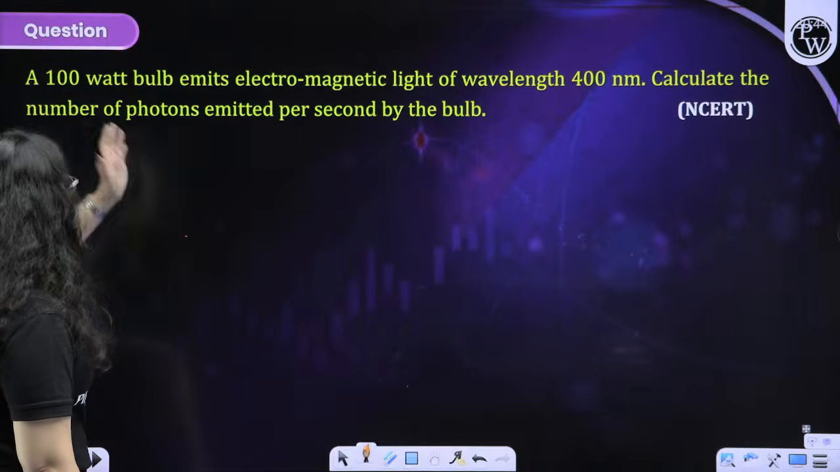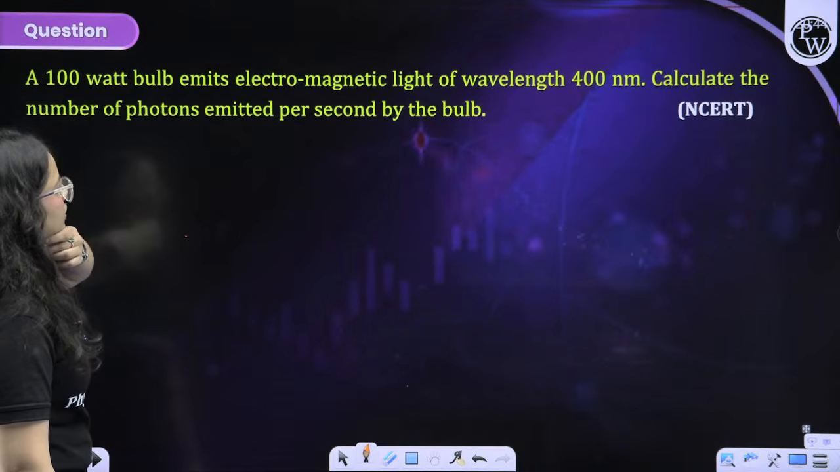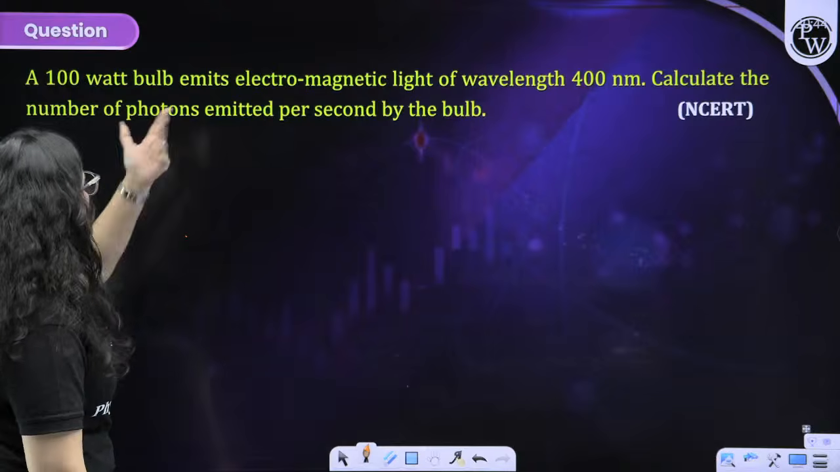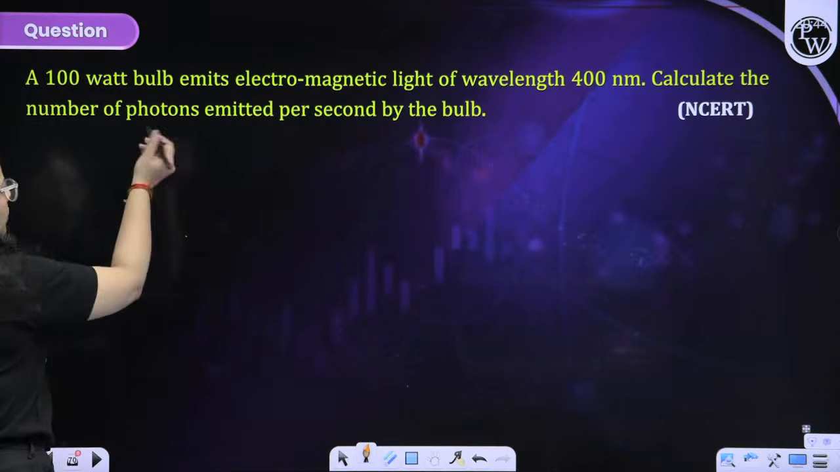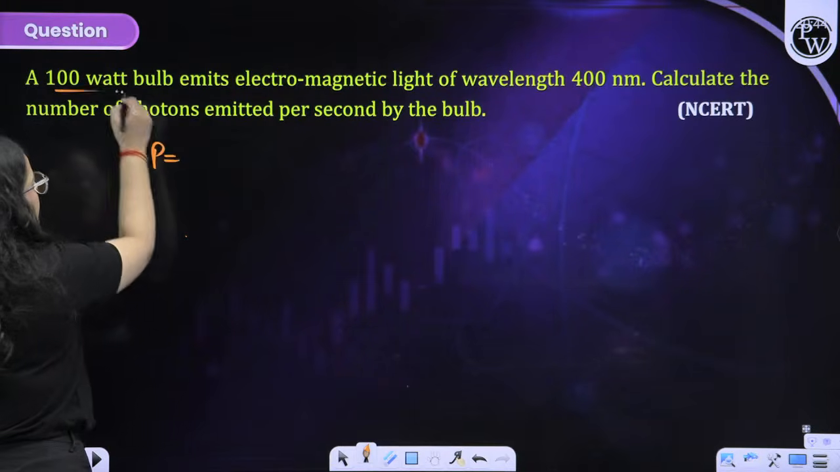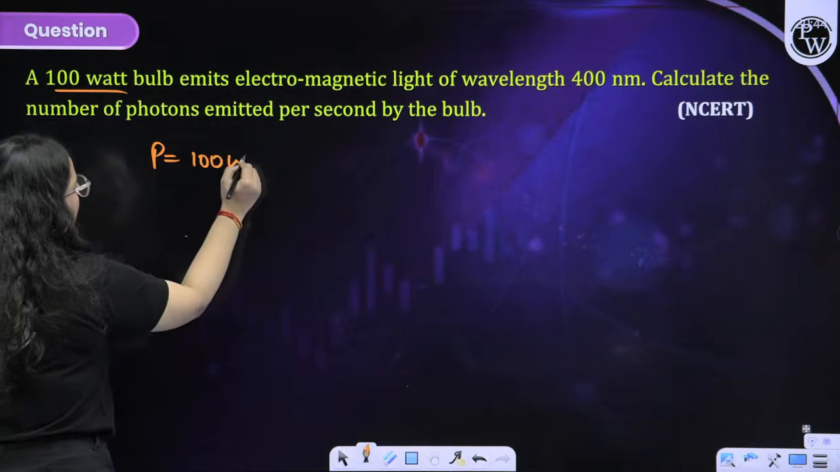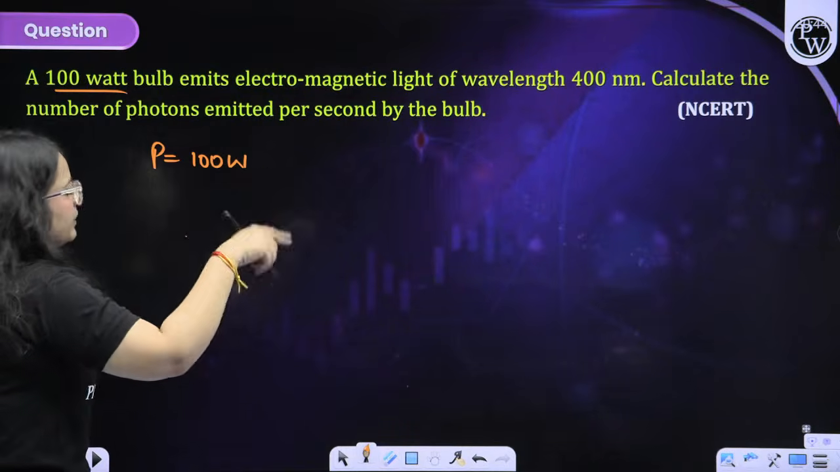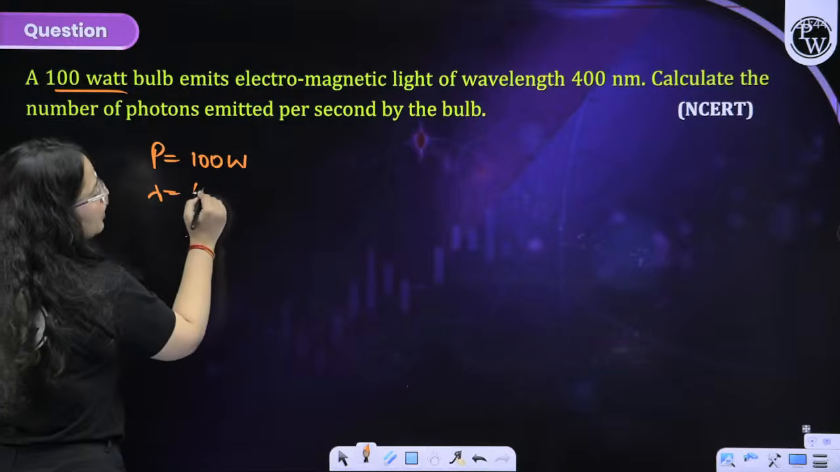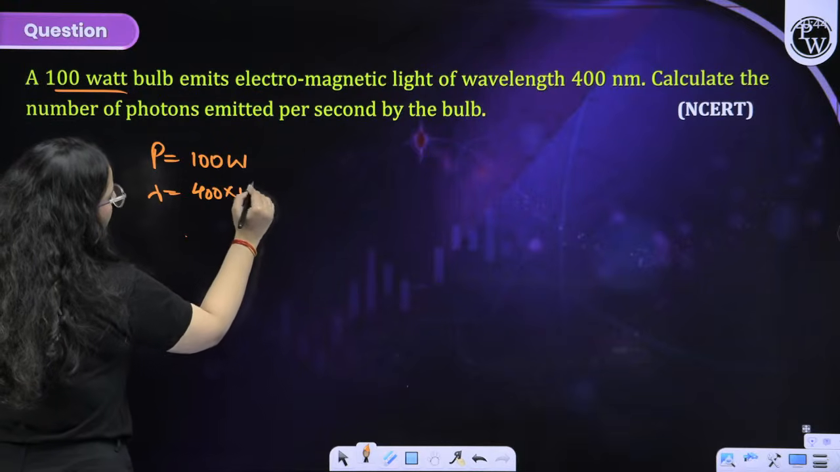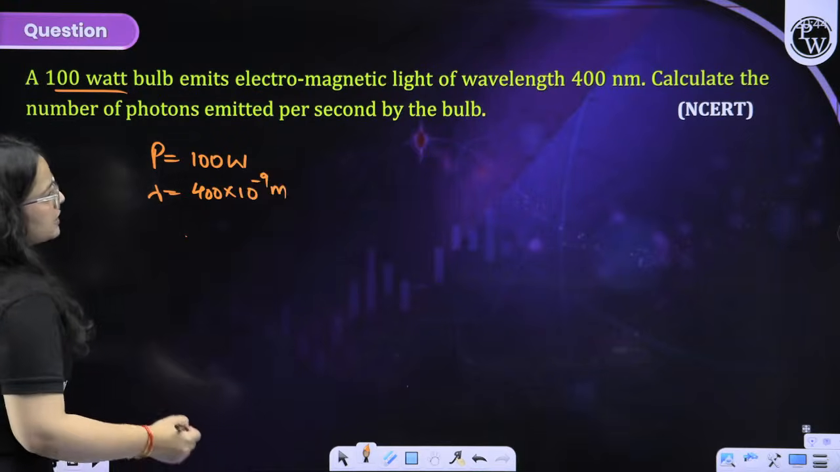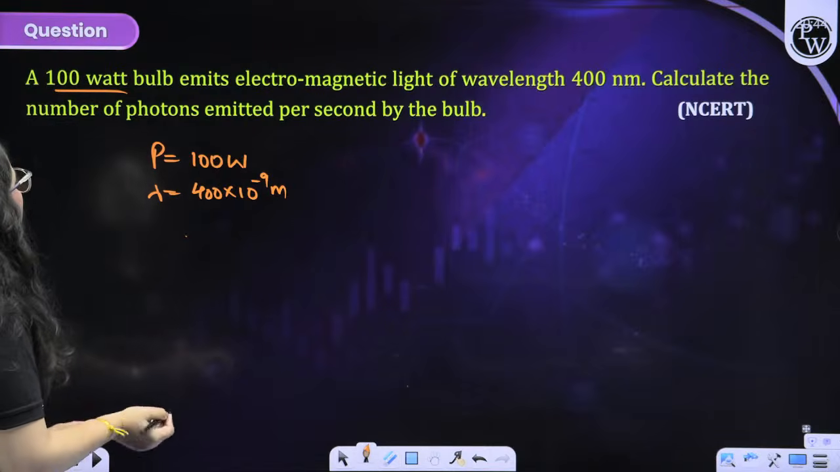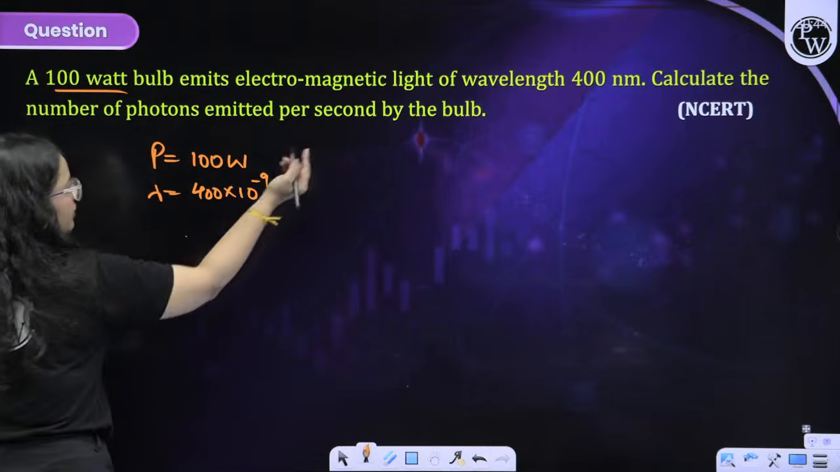Again, this is the question. A 100-watt bulb emits electromagnetic radiation of light of wavelength this much. Calculate the number of photons emitted per second by the bulb. Very good question. The power given to you is 100 watt. Electromagnetic radiation of wavelength lambda is given, 400 nanometer, converted to meter as 10 raised to the power minus 9 meter. This is how you convert it. Calculate the number of photons emitted per second, with time given to you.